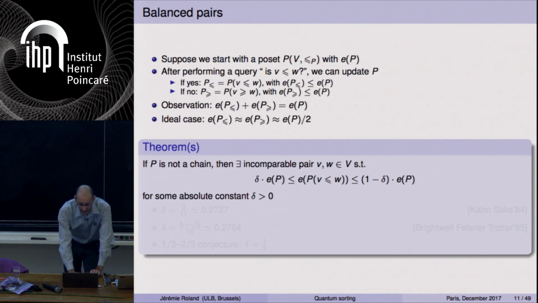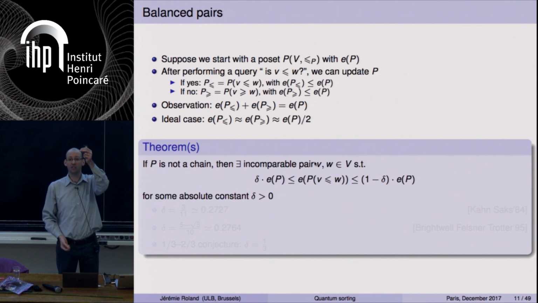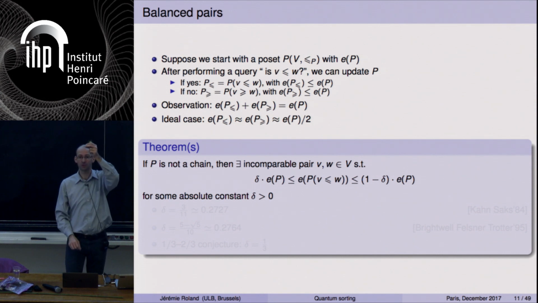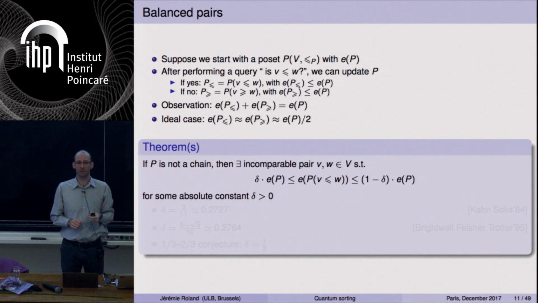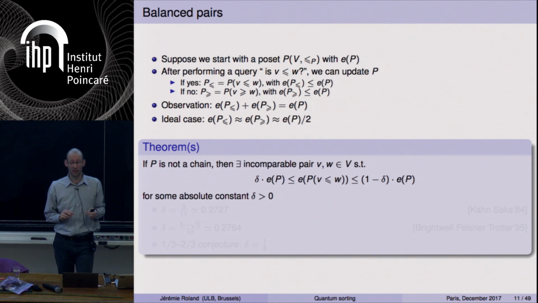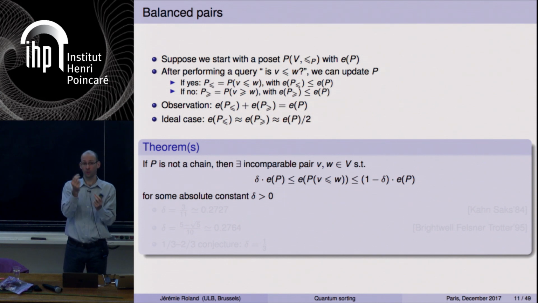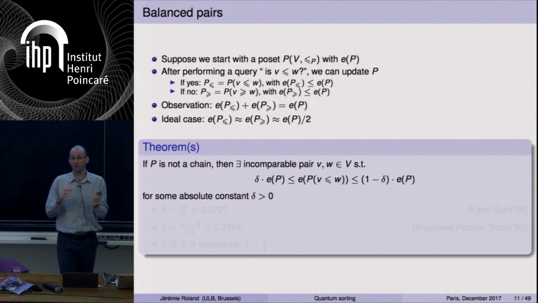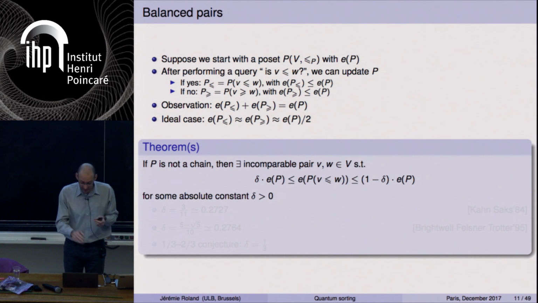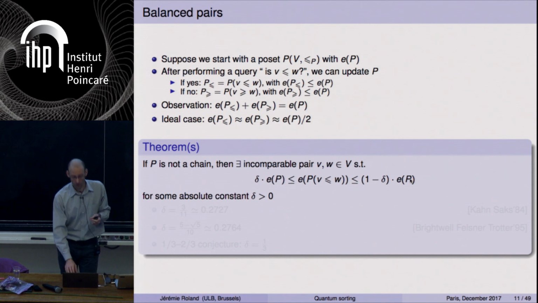more or less approximately balanced. Meaning that for any P which is not a chain, a chain being a total order, with all the relations known, in which case you cannot do anything because the problem is already solved. But whenever you have a partial order which is not a chain, so some comparisons are unknown, you can find a pair of elements for which the comparison is not known, such that if you add v less than w to your partial order, the number of possible total orders compatible with this new partial order is between delta e(P) and (1 minus delta) e(P). So if delta was 1/2, you would get exactly this.